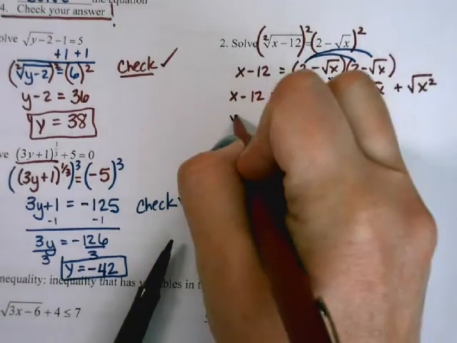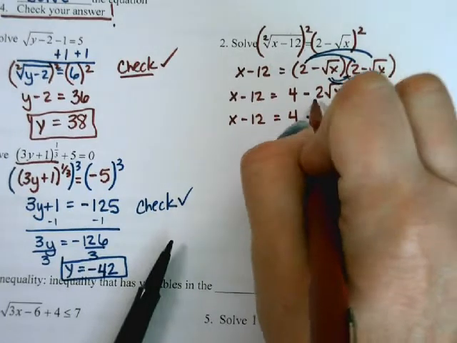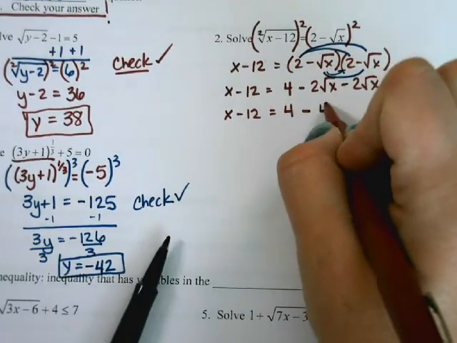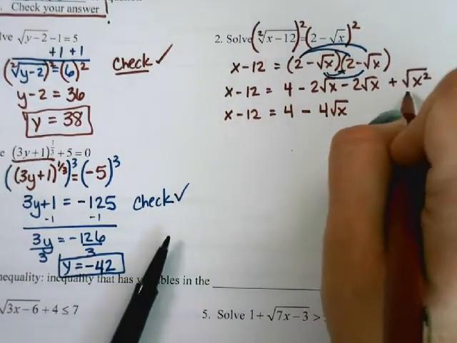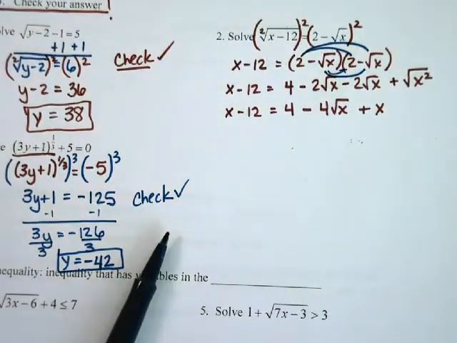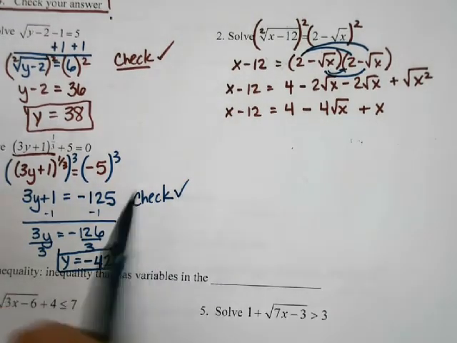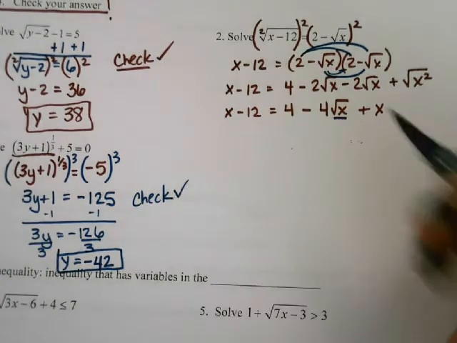All right, so I have x minus 12 equals 4 minus, I'm going to combine my terms, 4 square roots of x plus x. Well, it doesn't look all that better at the moment, right? But we still have a radical. So let's see if we can get that radical by itself.